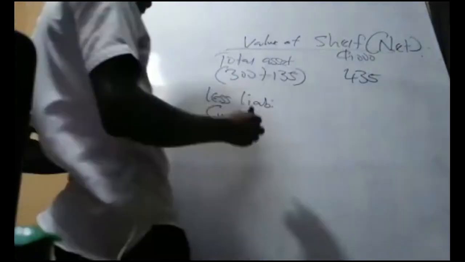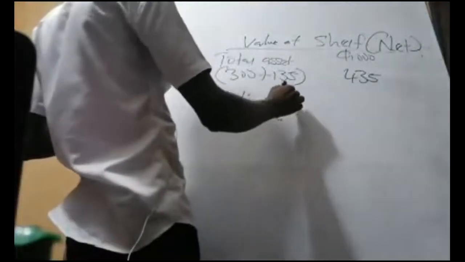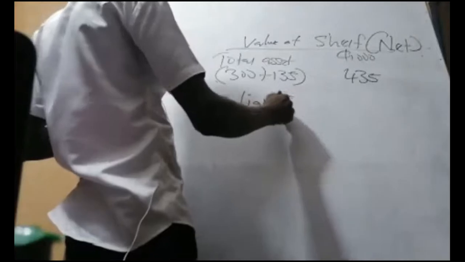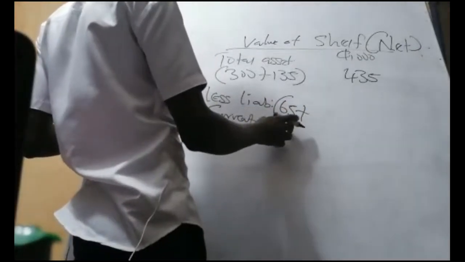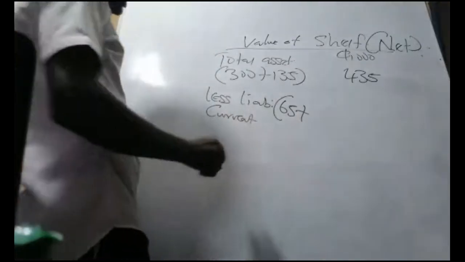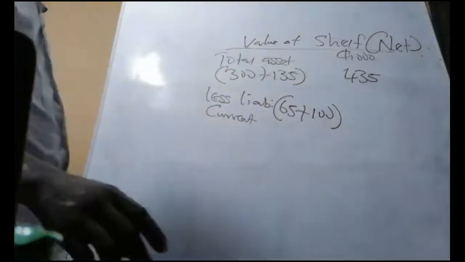So the current liability is 65, and then the non-current liability is for the loan, 100. The loan is what? 100. So the loan is 100. So here, if you want, you can just say current plus non-current, that's 65 plus 100. Or you can show them individually, current and non-current.